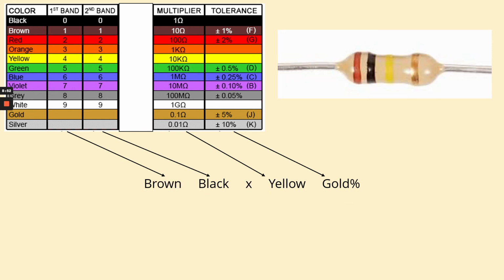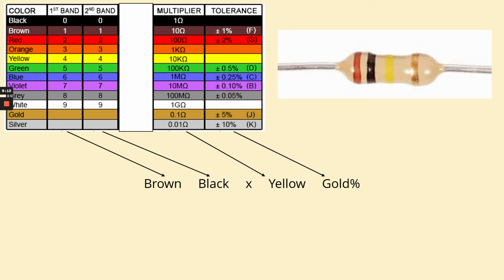Okay, final one before you do your independent practice on your own. So this resistor, we've got brown, black, yellow, gold. Pause the video here, have a go at calculating the resistance value, and then play when you're ready.